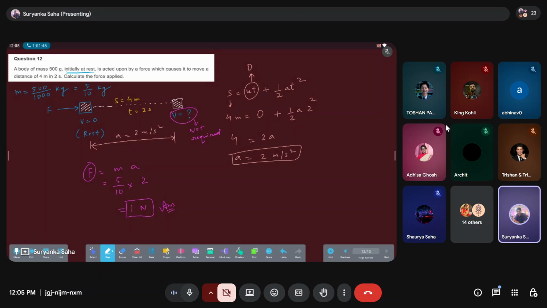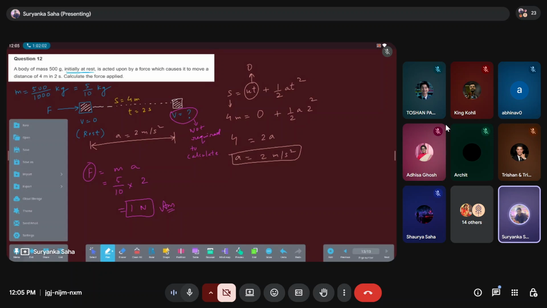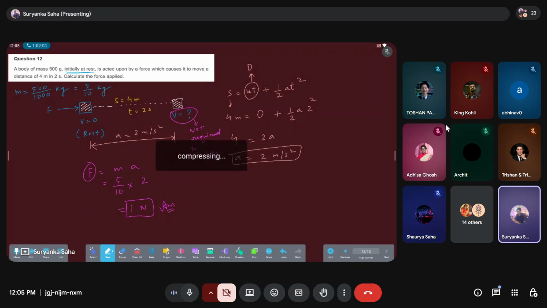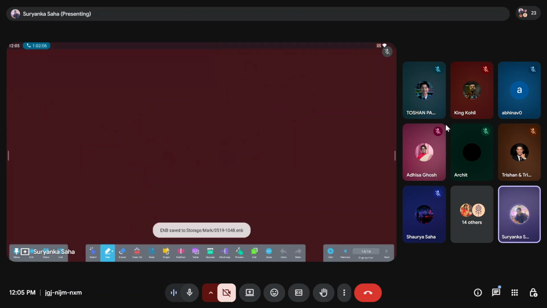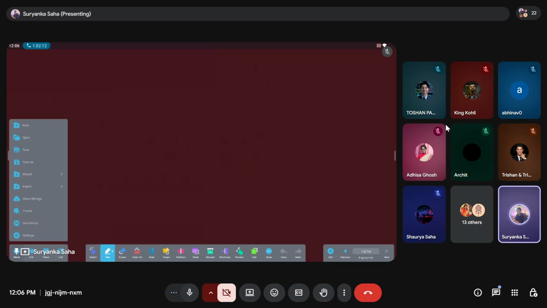Not required to calculate because we got acceleration directly. Okay, chalo, everyone understood? Let us move on to the next question. You have to revise this PDF again and again, especially the last 5 to 6 formulas, 5 to 6 questions. Okay, now let me import.